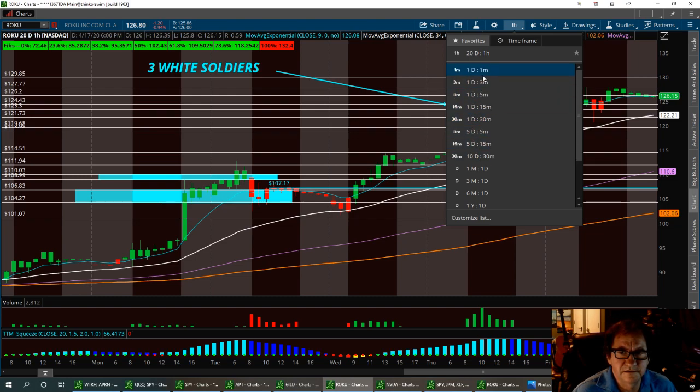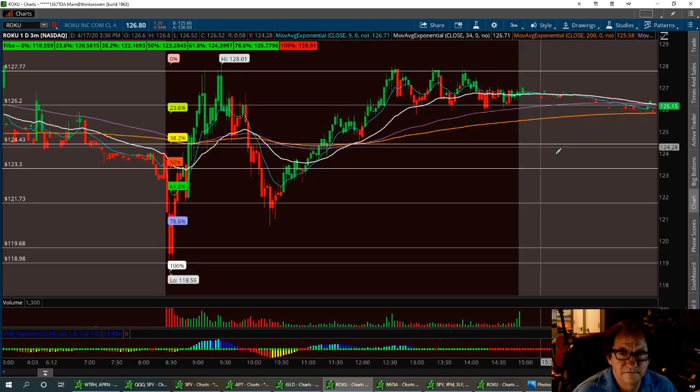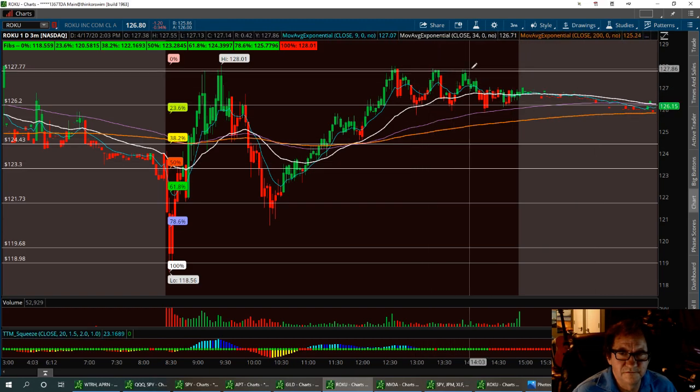So let's go back to the three minute now. Here's another triple top that failed, and then it pulled back to that 200, right there, that 200 EMA.